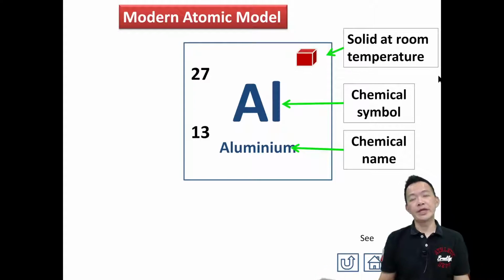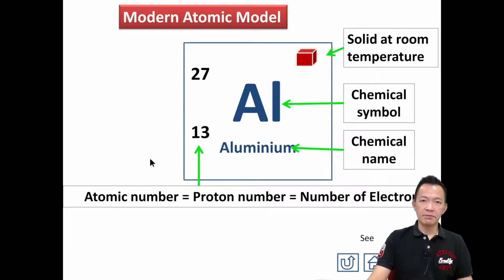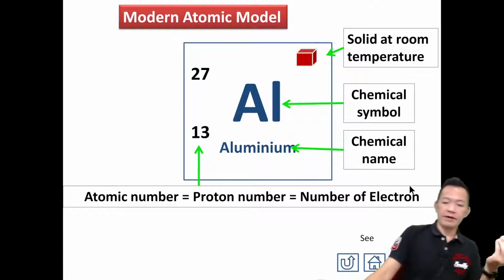So this is the meaning. Solid at room temperature. And in the table, you can see a number. 你会看到一个 number 吗？13. So what is the meaning of this number? 这个 number 其实是什么意思呢？It means atomic number. 这个 number 的意思就叫 atomic number. Aluminium 的 atom 的 number 啦。But the atomic number actually equal to the proton number. 也等于 aluminium 的 proton number. Okay? And also equal to the number of electrons.